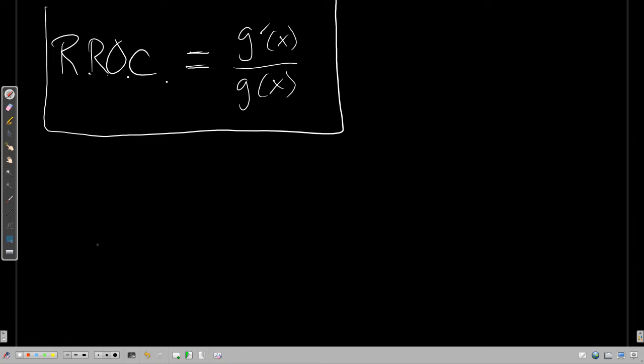So if stock A, let's say, is going to have a 100% increase in its price over some period of time, then that would correspond to the relative rate of change being just 1. 100% is the number 1.